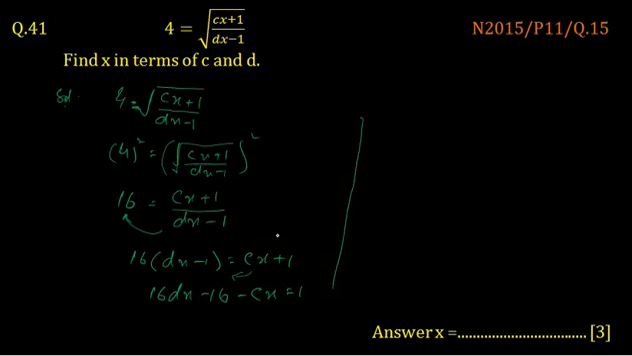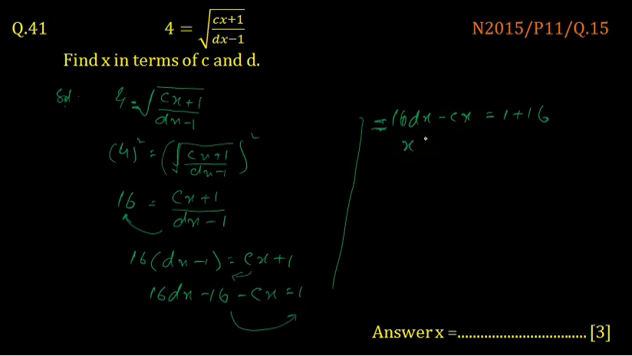Further, it can be written as 16 dx minus cx is equal to 1 plus 16. We move 16 to the right side, across the sign equal to. So it is 16 dx and the minus cx.